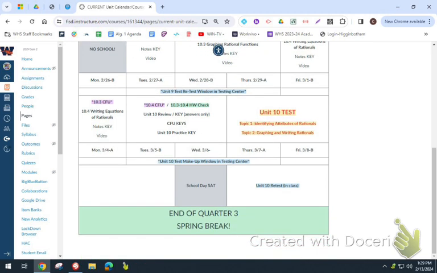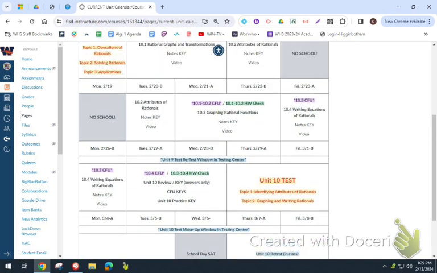Anyways, I just wanted to put like where the quarter ended so you kind of had an idea of what's to come. So we're getting close. We're going to have 2 more grades left in this quarter. Unit 10, I personally think is easier than Unit 9. It's about rational functions still.